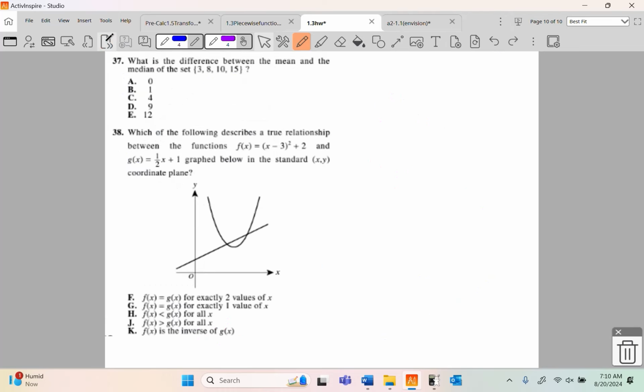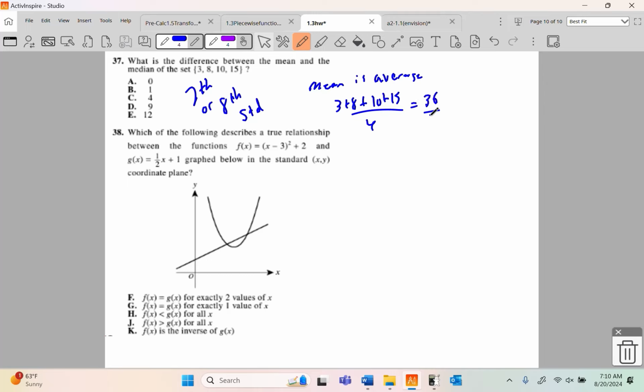Number 36. What is the difference between the mean and the median of this set? This is like a 7th or 8th grade standard. It's middle school. So mean is average. If we take these numbers together, 3 plus 8 plus 10 plus 15 divided by 4, we have 25 and 11, which makes 36, which is 9. So we have a mean of 9.